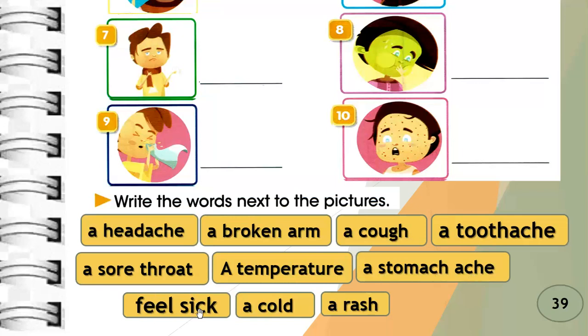We have feel sick. Feel sick means to feel ill. And we don't put a, because feel is a verb. A cold. A cold. And then finally we have a rash. A rash means a skin rash, an allergy or itching. So now we should write these words next to the pictures.